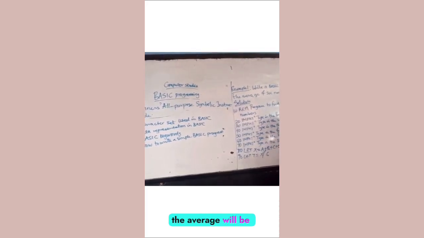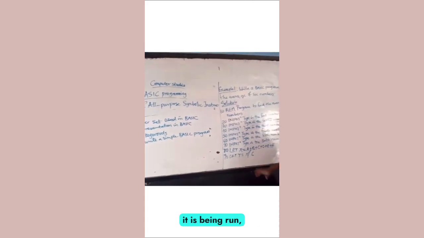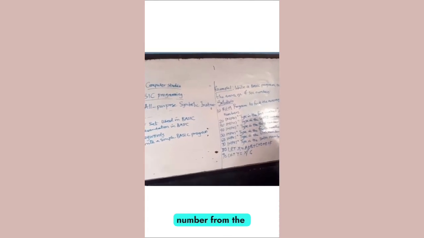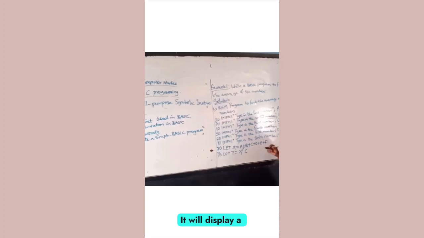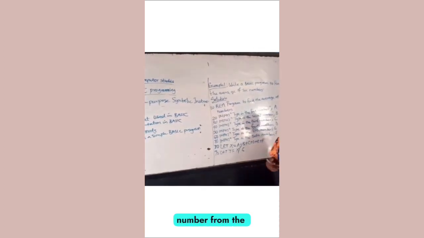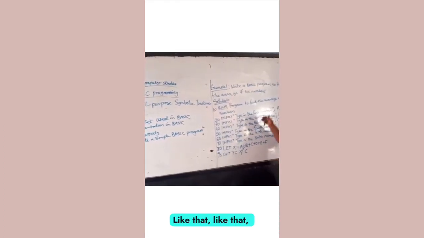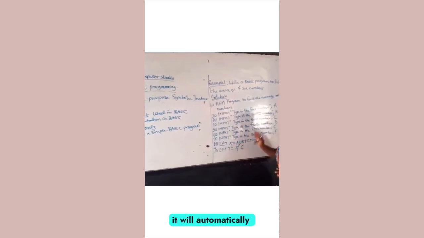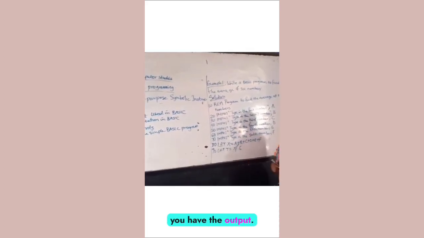So at this point, the average will be computed, because by the time it is being run, the computer will be asking you to enter the first number from the keyboard. You enter maybe 2, you press the enter key. It will display a message again: type in the second number from the keyboard. Maybe you press 6, you press enter. Like that, until you get to the sixth number. From this place, it will automatically give you the sum and you have the average.